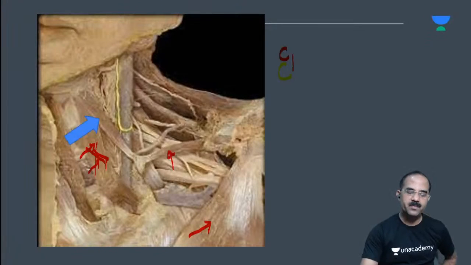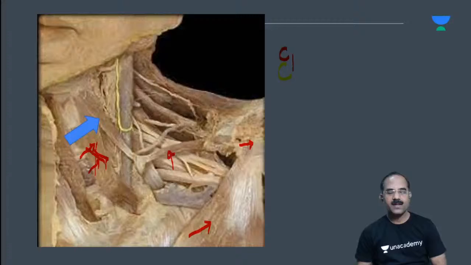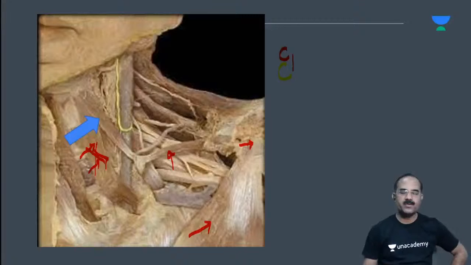So, what is this bone? You can see a bone here. What is that bone? The bone to which the pectoralis minor is attached, that's the coracoid process of scapula. And this is the brachial plexus and the axillary artery. This is the axillary artery and this is the brachial plexus.